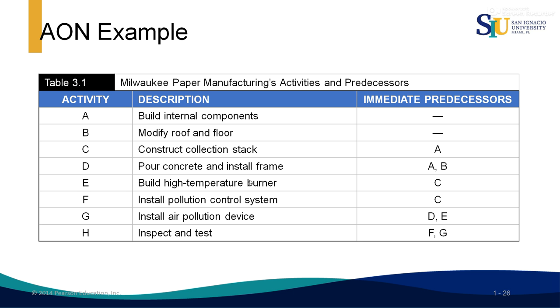Activity D, pour concrete and install frame, starts after A and B have been completed. Activity E, build high temperature burner, after activity C has been completed. Activity F, install pollution control system, after activity C is completed. Activity G, install air pollution device, cannot start until activities D and E are completed. And activity H, inspect and test, after activities F and G have been completed.